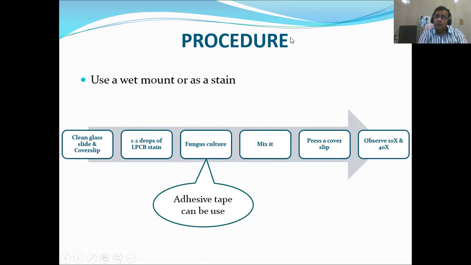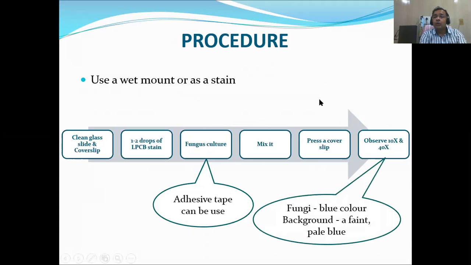If you perform this simple staining, known as the mount method of lactophenol cotton blue staining, then at the end you will observe the fungi have a blue color and the background has a faint pale blue color. So that can be easily differentiated.